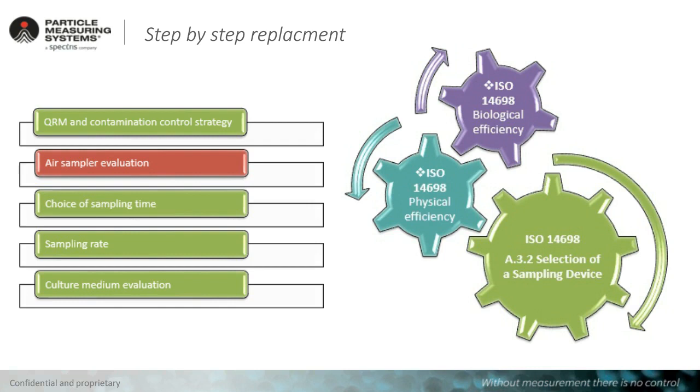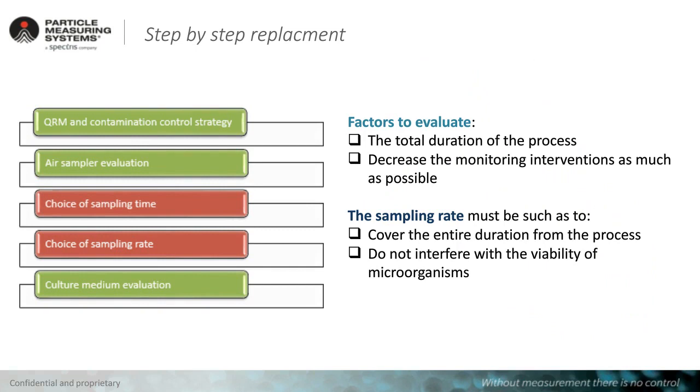The sampling time and sampling rate is really important. By this, you need to take into account from a manufacturing perspective the total duration of your whole process. Let's consider you have an 8-hour process from setup to the end. And of course, you need to understand how often you're doing interventions, and especially you need to decrease the monitoring interventions as much as possible. So the interventions generally should be reduced, but especially as well the interventions for monitoring purposes, because they are unintentional and not necessarily needed.